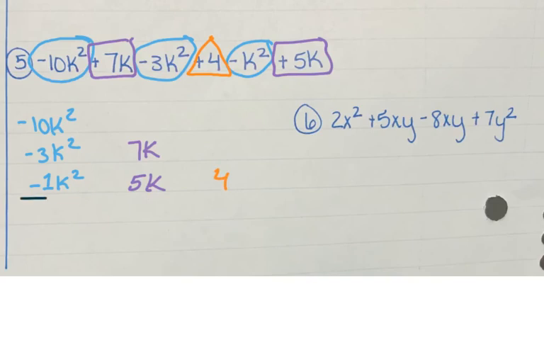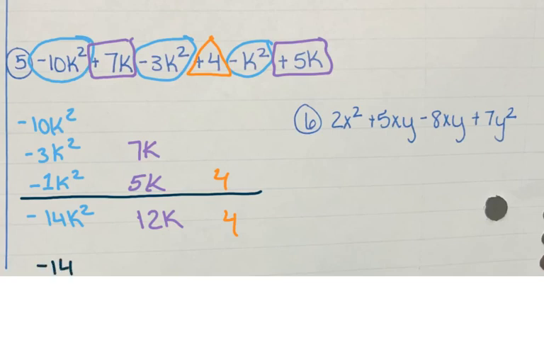And then we add those together. So negative 10 plus negative 3 plus negative 1 gives me a negative 14k squared. 7k plus 5k gives me 12k. And then I have this positive 4. So number 5 simplified to negative 14k squared plus 12k plus 4.